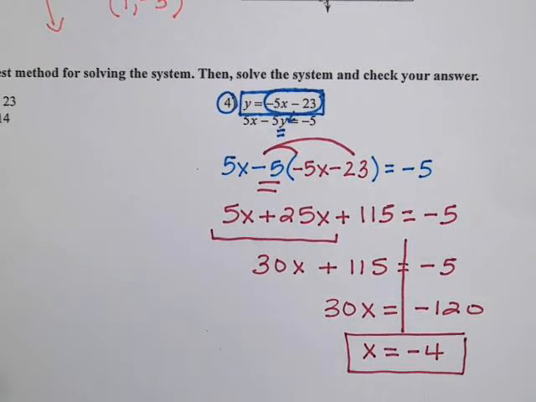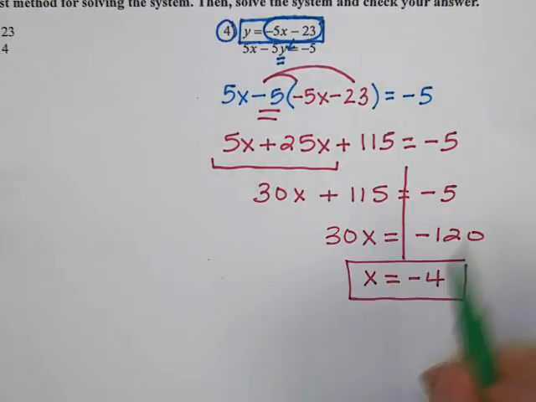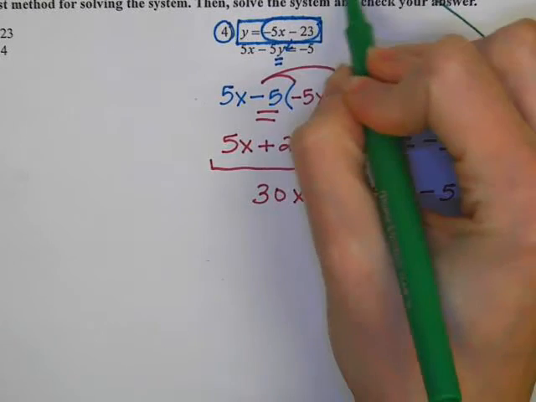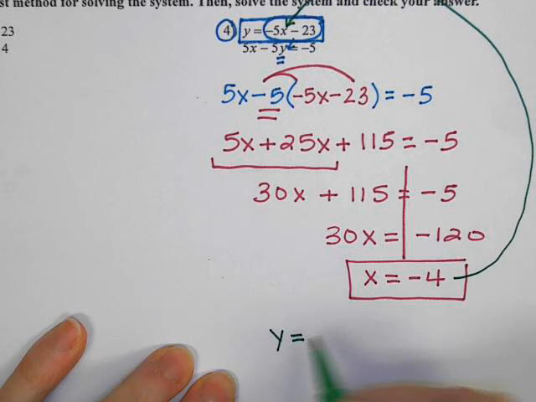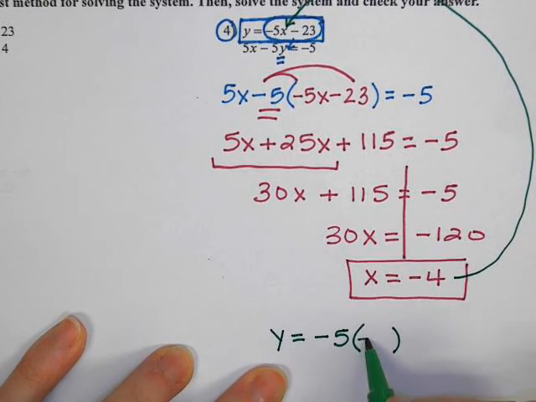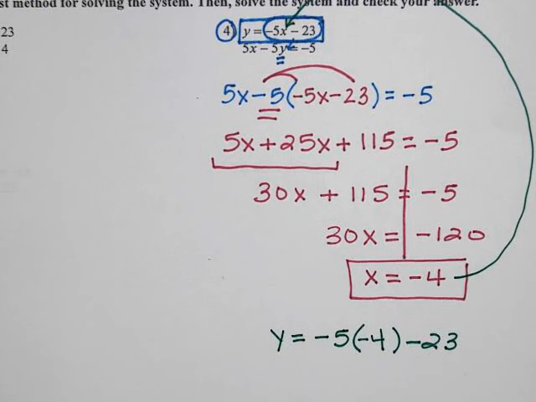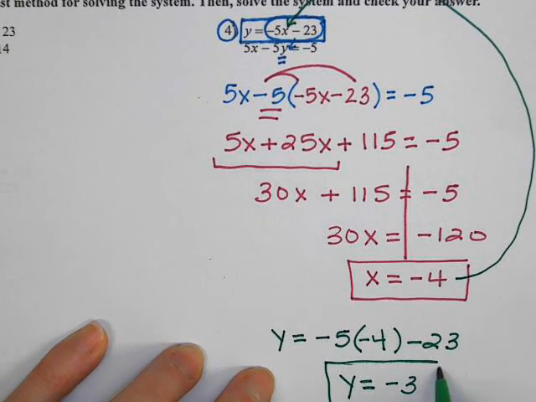Okay, we found x. Let's plug it back in to find y. I like to plug it into the original substitution. So I think the easiest one is to plug it into right here. So y is going to be -5 times x, but x is -4, and then minus 23. See how it just subs in nice? And then -5 times -4 is 20. 20 minus 23 would be y equals -3. And there you go. That's your answer.